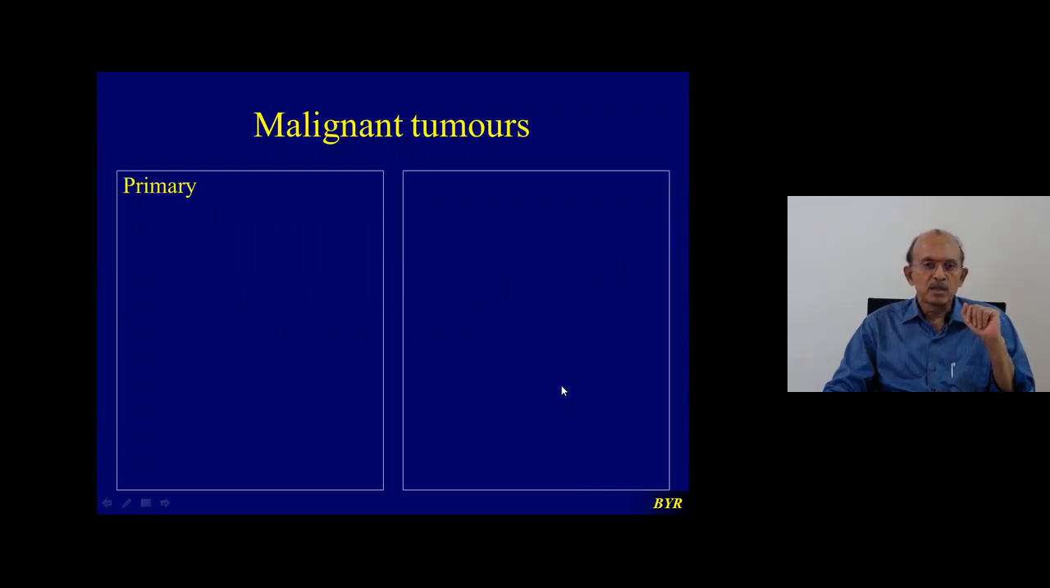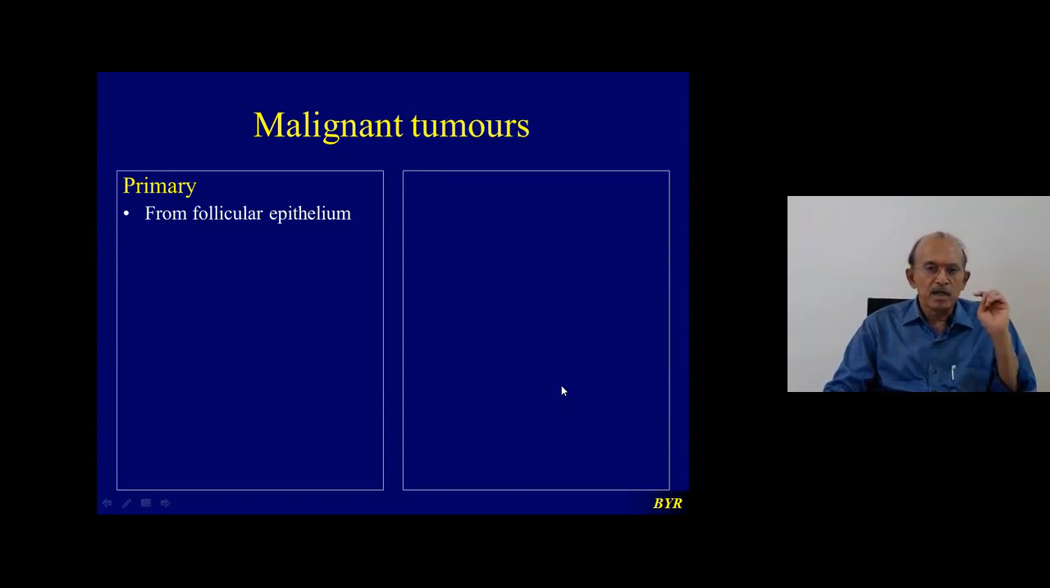The malignant tumors: primary tumors and secondary tumors. Primary: what types of cells are there in the thyroid gland? All these cells can undergo malignancy. Number 1 is the follicular cells. Number 2 is the parafollicular cells. Number 3 is the lymphoid aggregates. So tumors can arise from any of these cells.